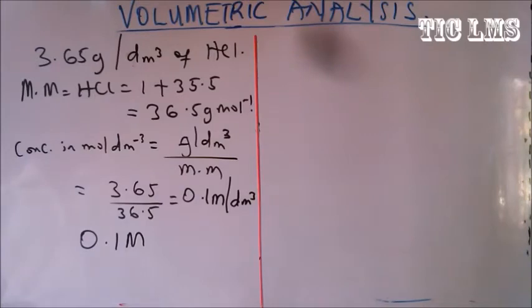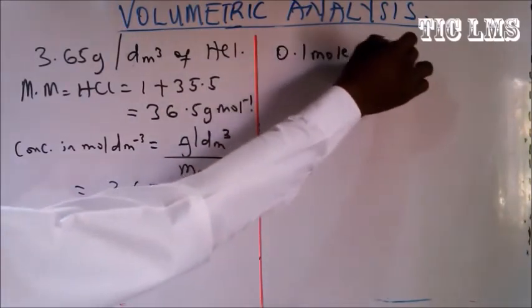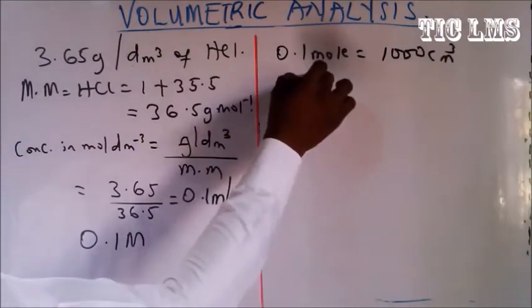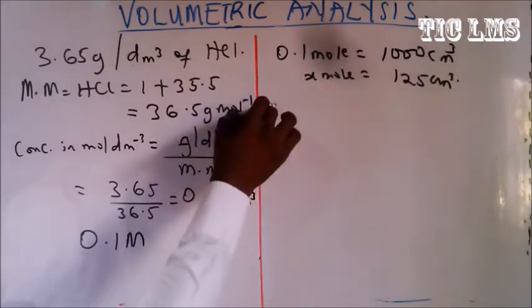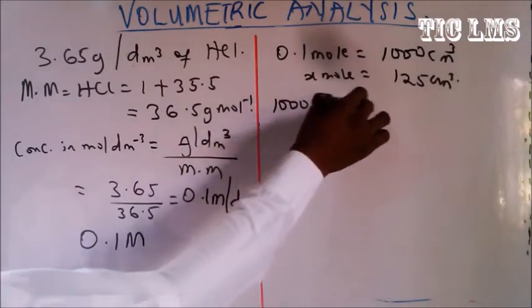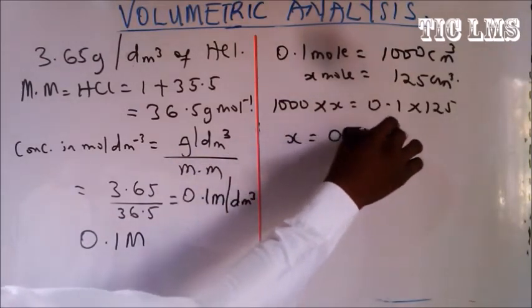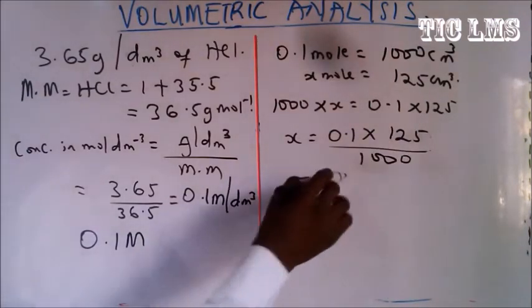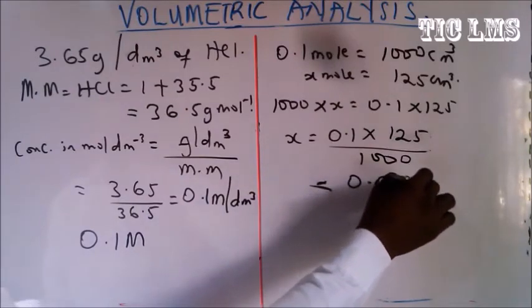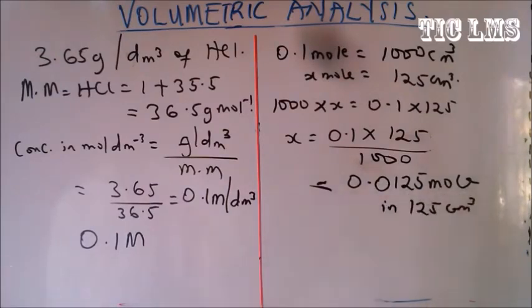Now we have it in molar. So we have to find the number of moles in 125 cm³. So if in 0.1 mole, we have 1000 cm³, how many moles are we going to have in 125 cm³? We can cross multiply. That's 1000 multiplied by x equals 0.1 times 125. Hence, x equals 0.1 times 125 divided by 1000. When we multiply this through, it gives 0.0125 mole in 125 cm³.